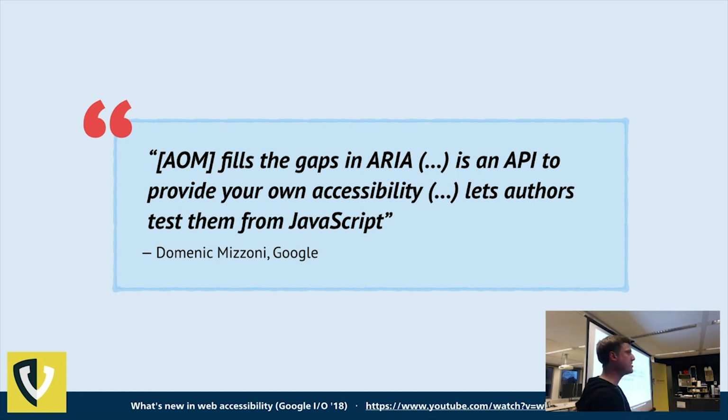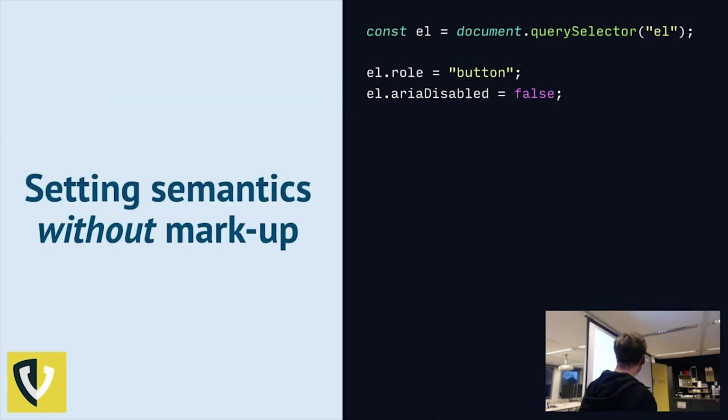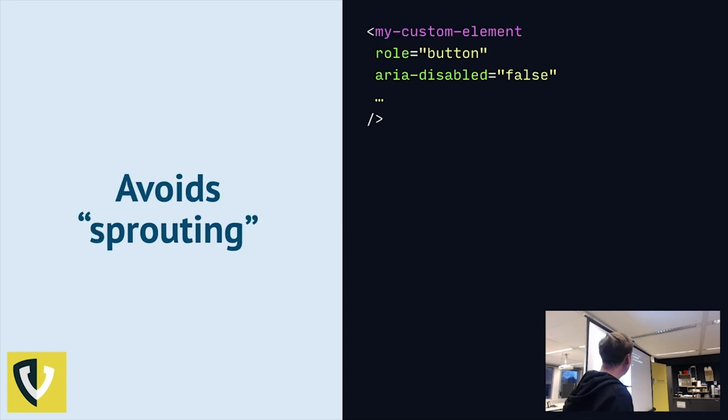So you can read stuff from the tree and check if it does what it needs to do. So semantics without markup is a cool thing. You can select an element and you can just set properties directly rather than updating attributes. So what is a voice is something that they call sprouting in the AOM document.